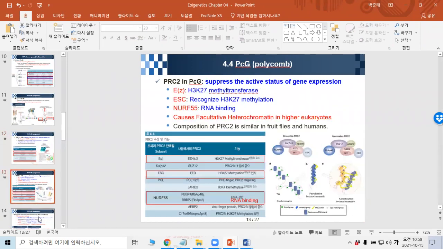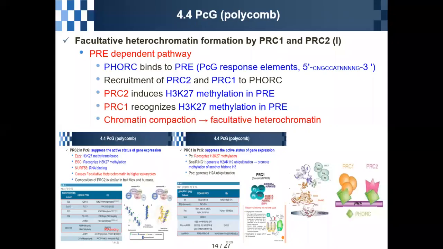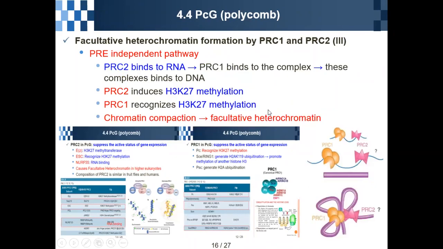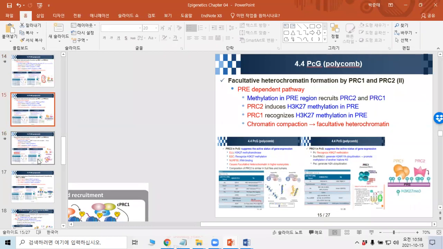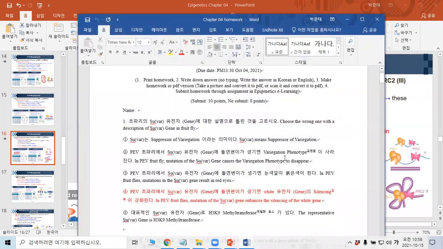Okay, and also we cover the 3 scenarios: so there are 3 pathways, 2 PRC-dependent pathways and also 1 PRC-independent pathway. Okay, in our homework we covered it like this.